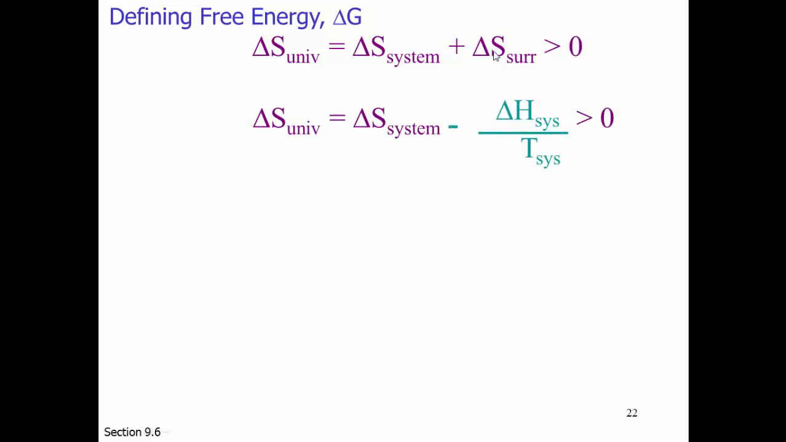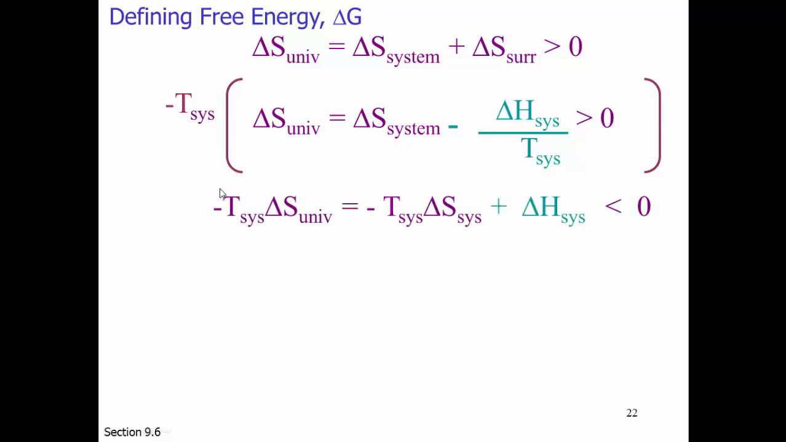If I substitute delta S surroundings with the term minus delta H system over T system, and multiply this equation by minus T system, I get the following equation here. It used to be a greater than sign, but you may remember if you multiply an inequality by a negative, it will become the opposite direction. So now we have a less than sign. So the entropy change of the universe can be represented by delta H system minus the temperature times delta S system. And when something spontaneously happens, that will be negative.